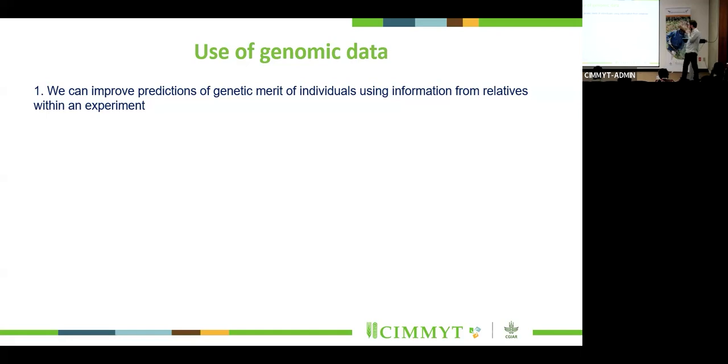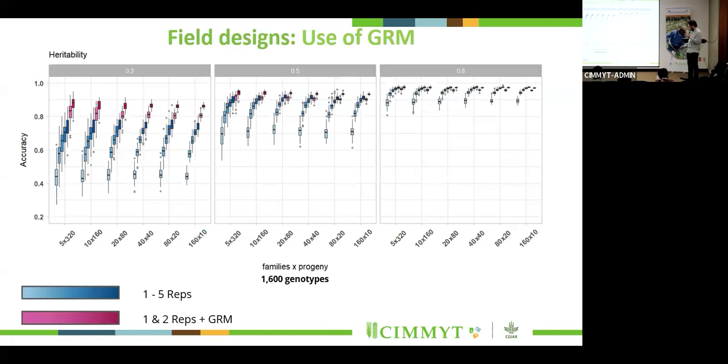If we're just doing the field trial alone, we can improve the prediction of the genetic merit of individuals using relatives within an experiment. And this is how powerful it can be. This is a simulation. We have 3 different heritabilities here, for specific field trials: low heritability, 0.2, medium, 0.5, and high, 0.8. Accuracy, I'll talk about in a second.